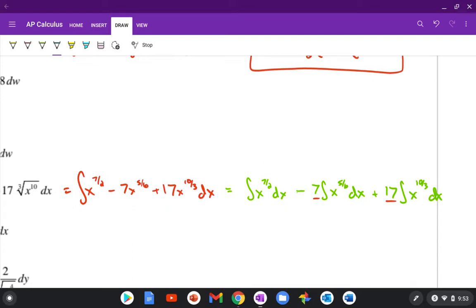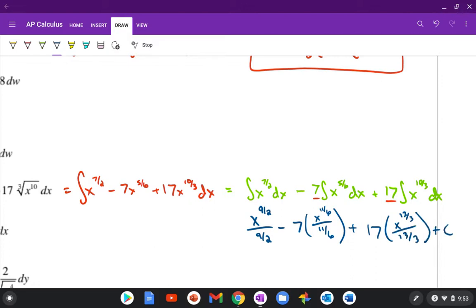It becomes a bit more challenging with these fraction exponents. So for instance, this would be x to the, when you add 1 to it, you're adding 2/2, so that becomes x to the 9/2. And then you divide by 9/2 minus 7. And you might just want to keep that 7 out there for now. And this would be x to the, we add 6/6, so it would be 11/6 divided by 11/6 plus 17 x to the 13/3 divided by 13/3 plus c.